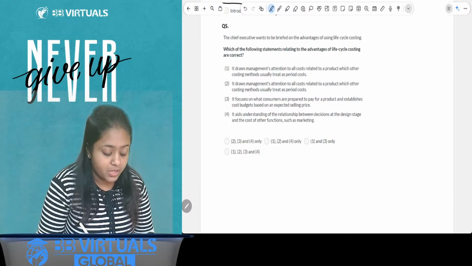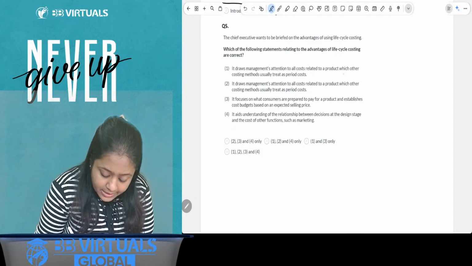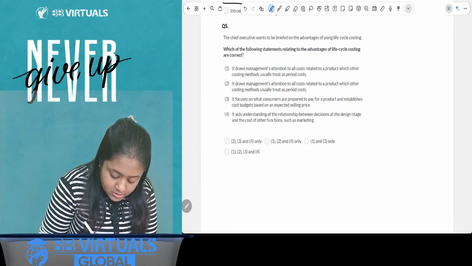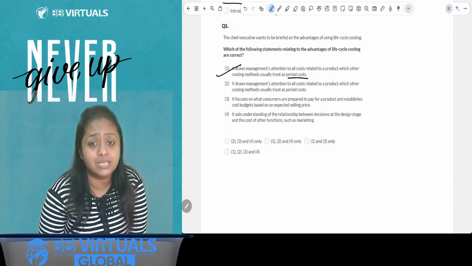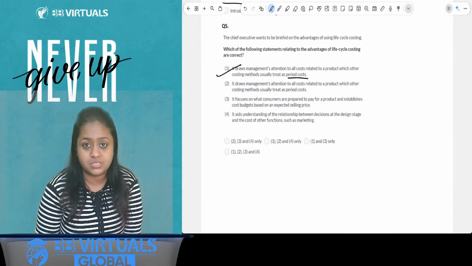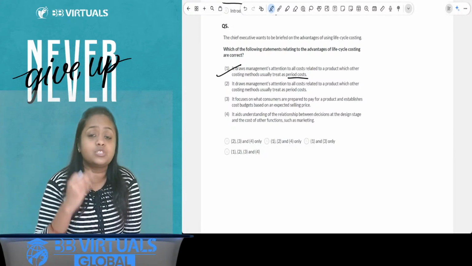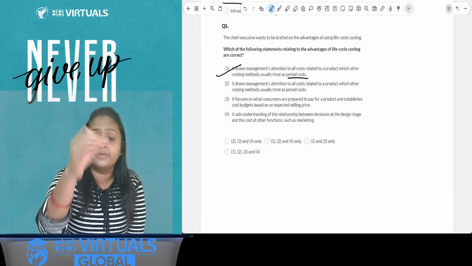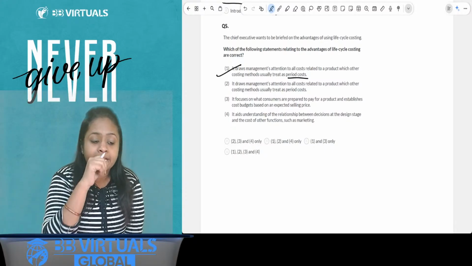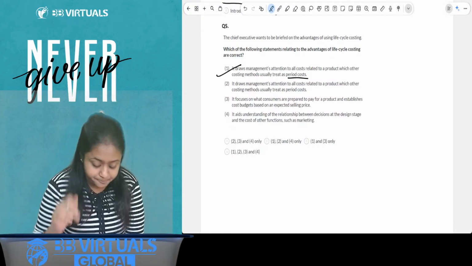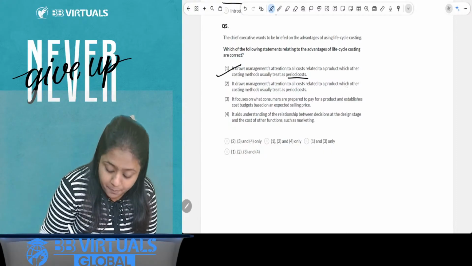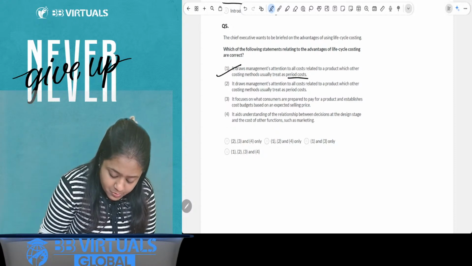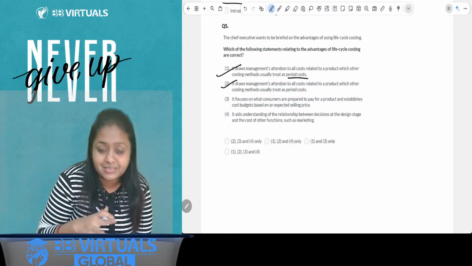It draws management's attention to all costs relating to a product which other costing methods usually treat as period costs. Absolutely correct. Other costing methods will treat fixed cost as a period cost, but we take it as a cost here, right? So we consider every cost, whether fixed or variable or semi variable or an introduction cost or a decline cost. Every cost will come here. Next, it draws management's attention to all costs relating to a product which other costing methods usually treat as period costs. How is it the same? Okay, I think some printing error.